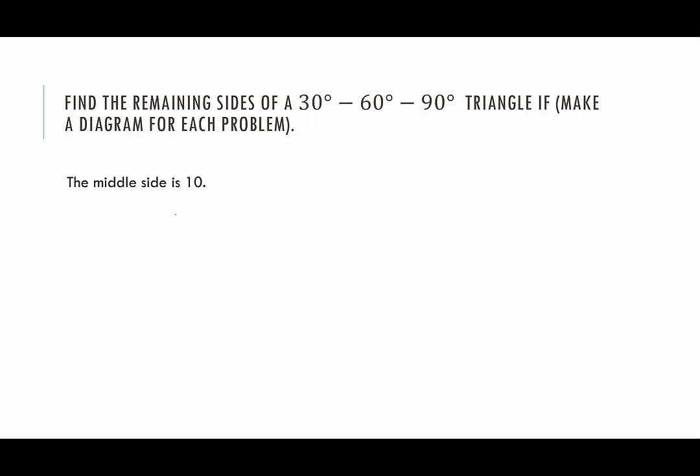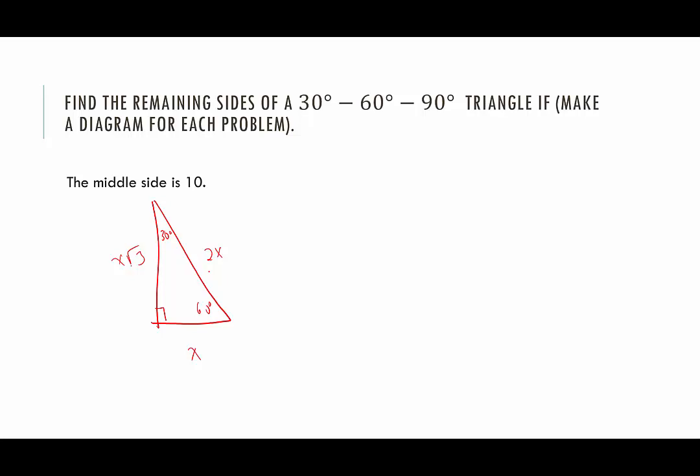Okay, one more example before we look at some applications. So we're going to draw our 30, 60, 90 as best we can. Based on the way I drew it, 30's up here, 60's here. So we know the side opposite 30 is x. The side opposite 60 is x root 3. The side opposite 90 is 2x. That's always true about a 30, 60, 90.